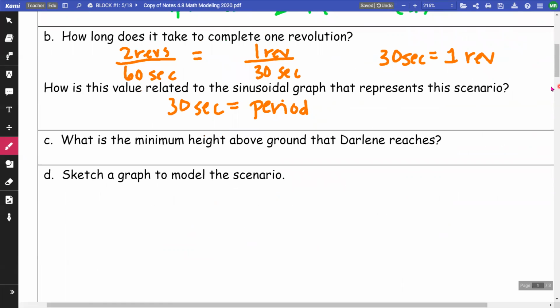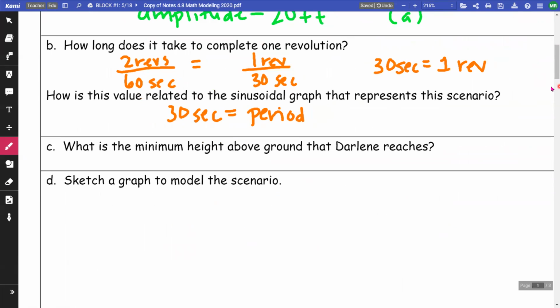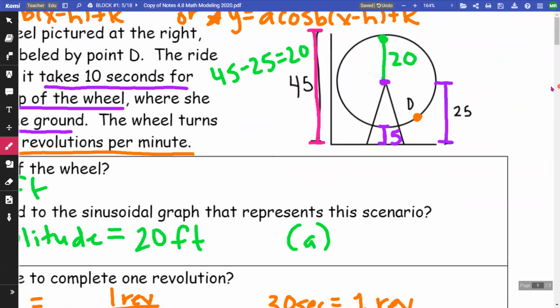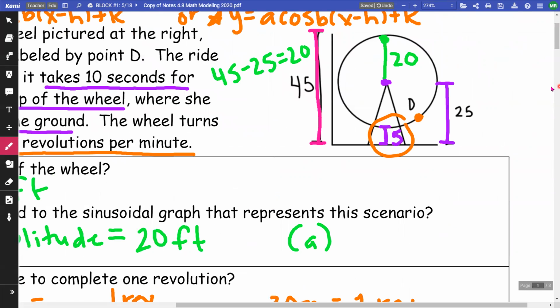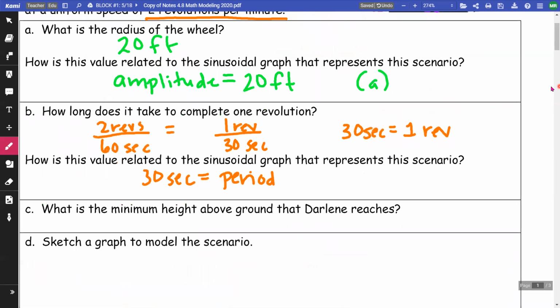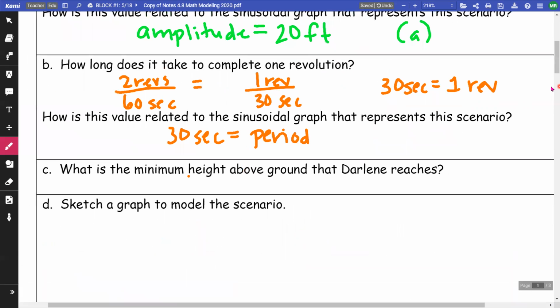So then it says, what is the minimum height above ground that Darlene reaches? So the minimum height, again, is this 5 right here. That's going to be the minimum because it was 25 from the ground to the center, and it was 20 for the radius. So that's going to leave us 5 left over. So the minimum is going to be 5 feet.